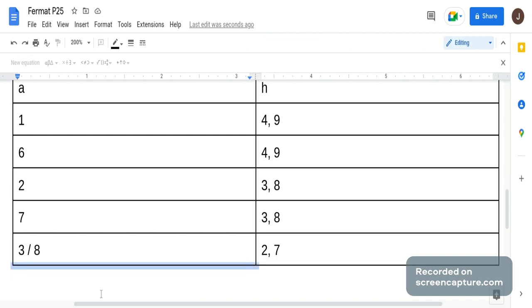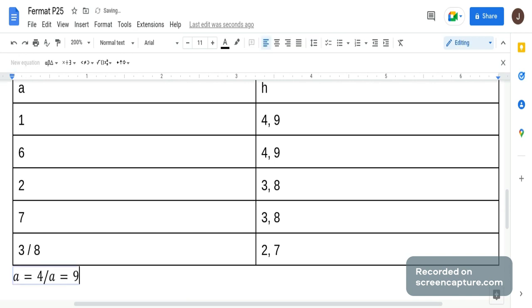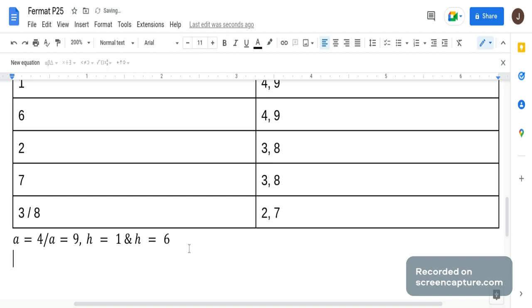So, if A is equal to 4 or A is equal to 9, the possible values for H are 1 and 6. If A is equal to 5, this one's different. H can only be 5.